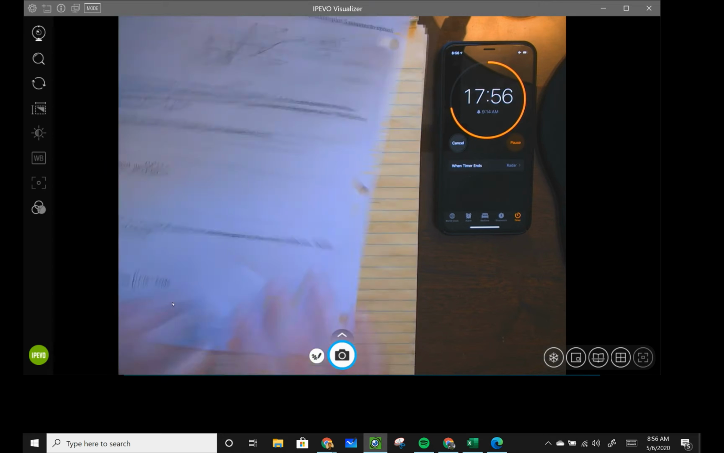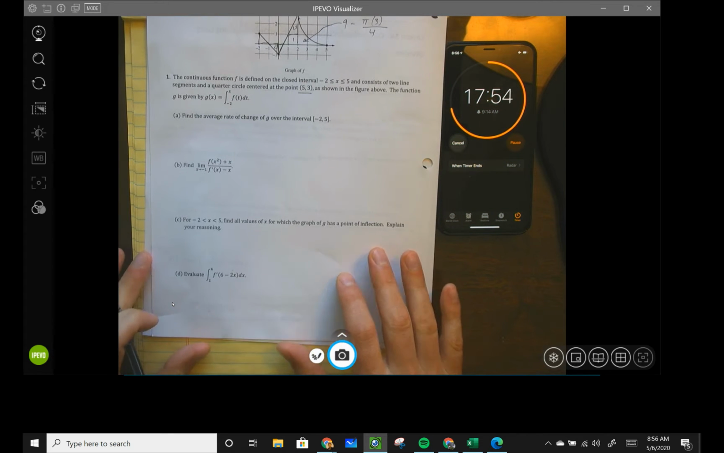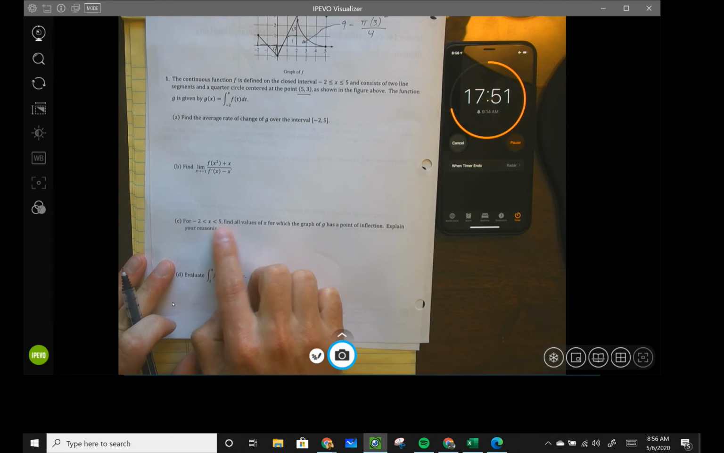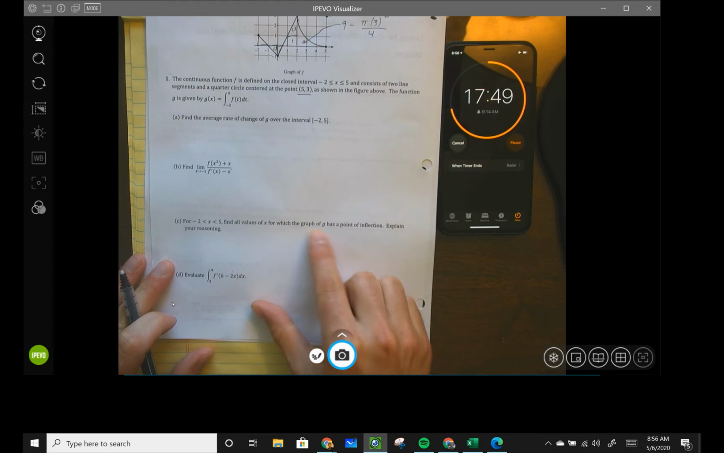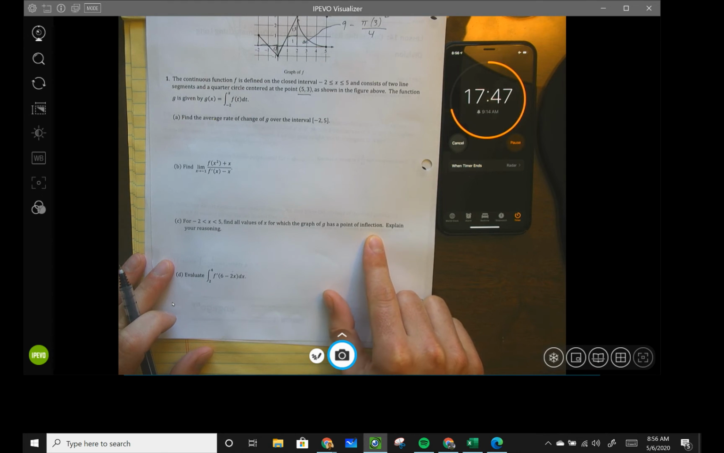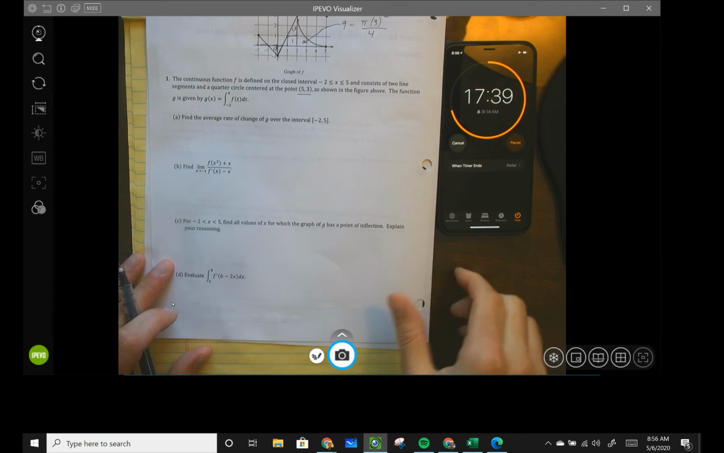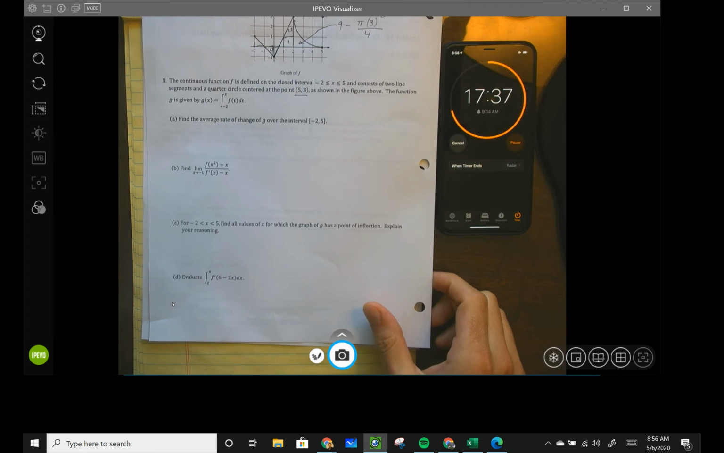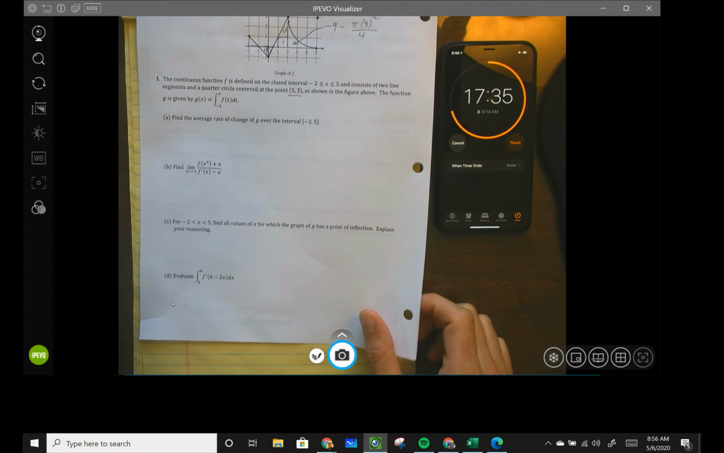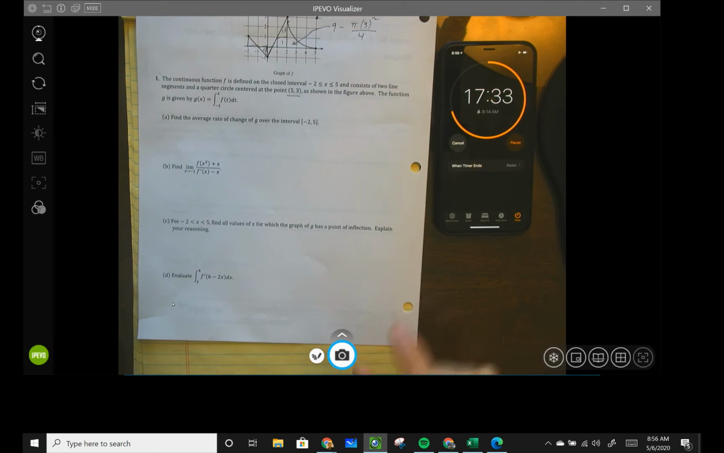Part C. What does part C say? Part C says, for the interval -2 to 5, find all values of x for which the graph of g has a point of inflection. Point of inflection. That's when the second derivative is 0 or undefined and changes sign. So I'm going to have to find the critical points, i.e. when the second derivative is 0 or undefined.